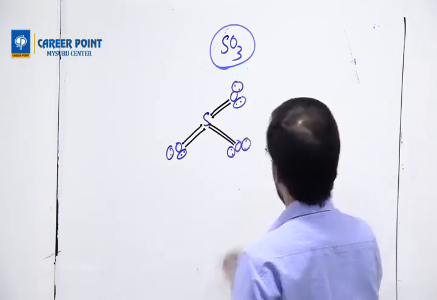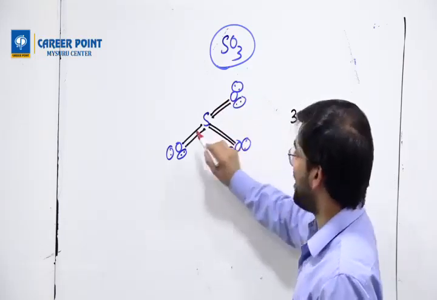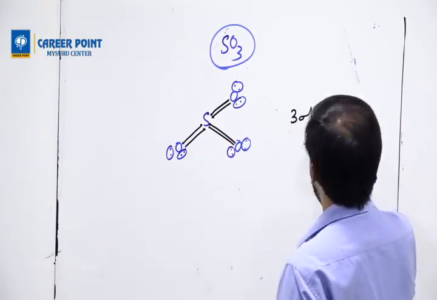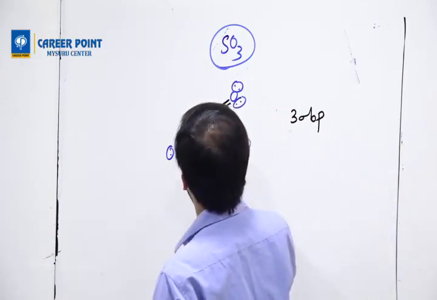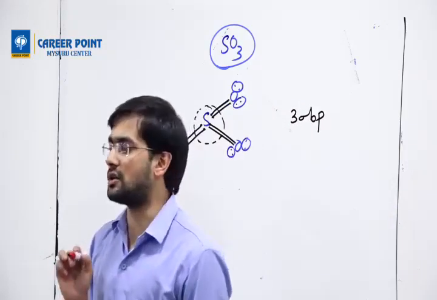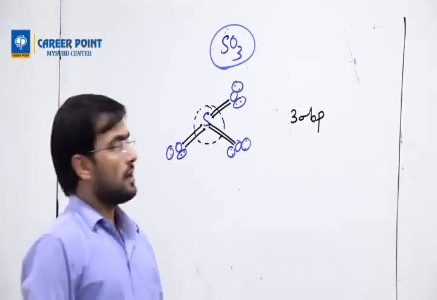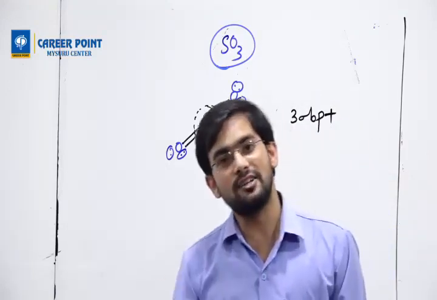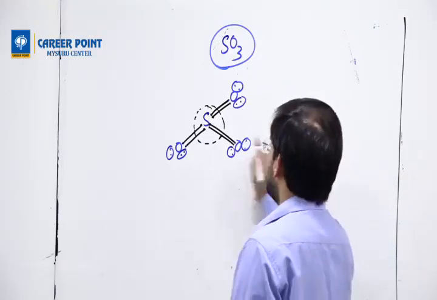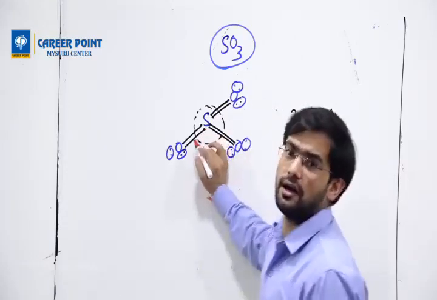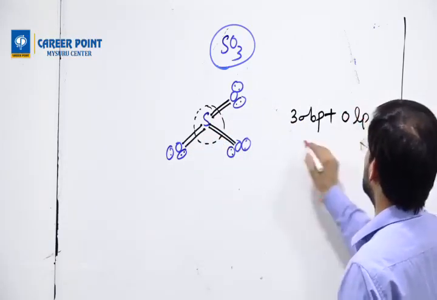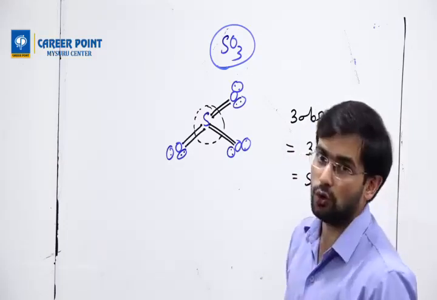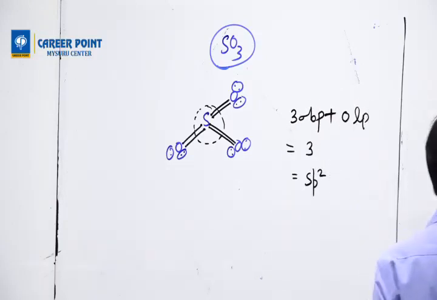3 sigma bond pairs: 1 sigma, 1 sigma, 1 sigma. How many lone pairs? Now the sigma bond pairs you count for the sulfur. You will always count them for the central atom. The lone pairs are also counted for the central atom only. So at the central atom, is there any lone pair? No, 0 lone pairs. So the total value is 3 plus 0, 3. 3 gets you sp2. sp2 is trigonal planar.